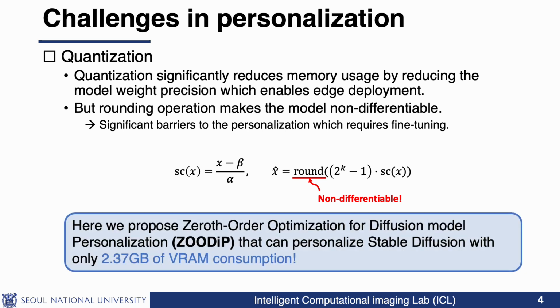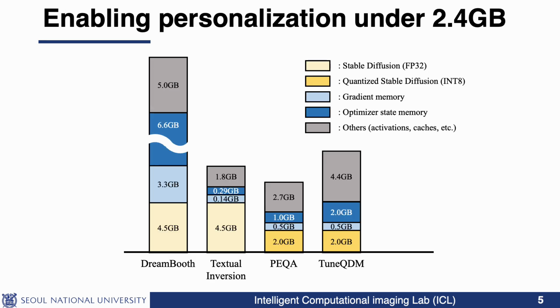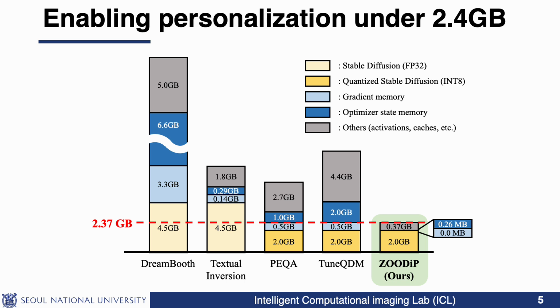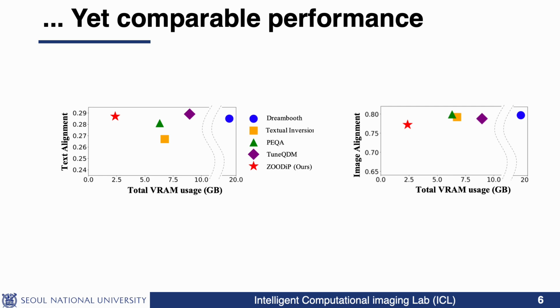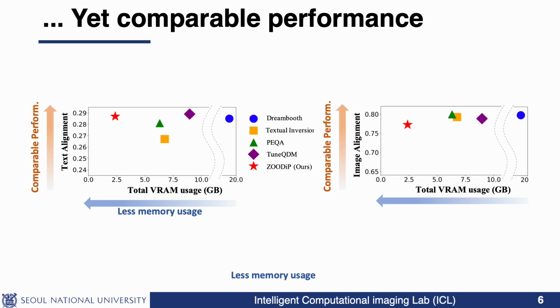To solve this, we propose ZOODiP, a personalizing method using zeroth-order optimization which avoids backpropagation. Our method builds on textual inversion, and by leveraging zeroth-order optimization, we are able to fine-tune Stable Diffusion with less than 2.4 gigabytes of VRAM. Despite the significant reduction in memory usage, our method achieves comparable performance to existing personalization approaches based on backpropagation.